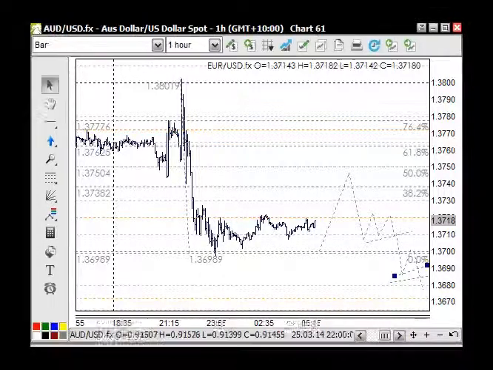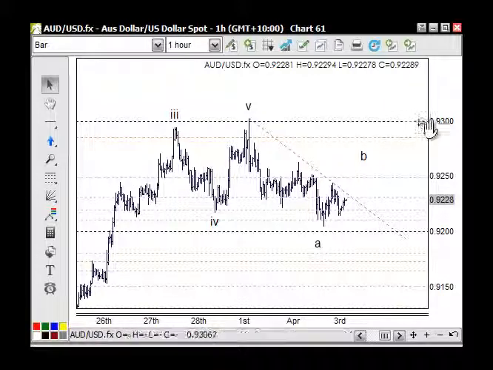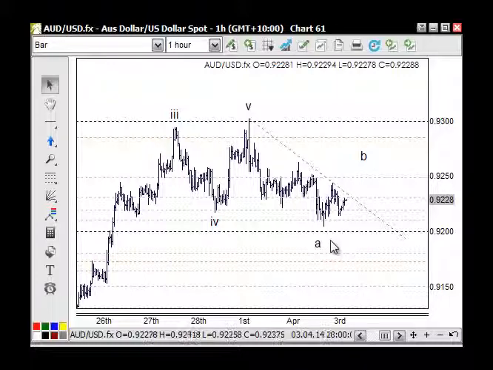And the Australian dollar, from the 93 here, we've been working our way through this corrective process through here. It's just not finished, that's all. There's more to come. It's a little bit difficult to interpret, but we're not going to miss anything.